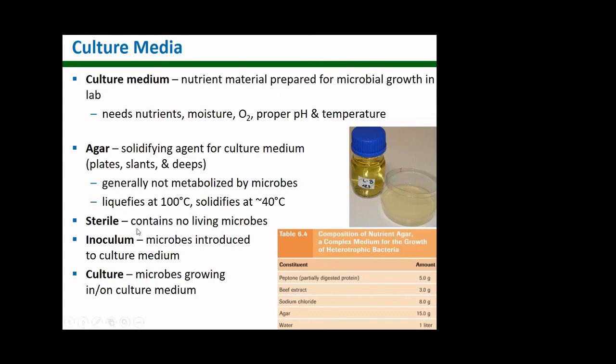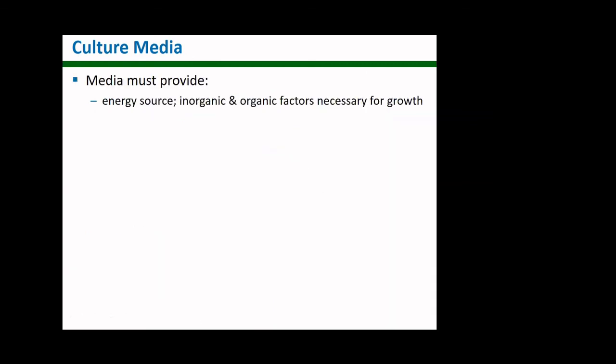The bacteria that we put into the media to grow is called the inoculum, where the act of introducing bacteria into media is called inoculating, okay? And then a culture is just growing bacteria in the lab, so some terms for you there.